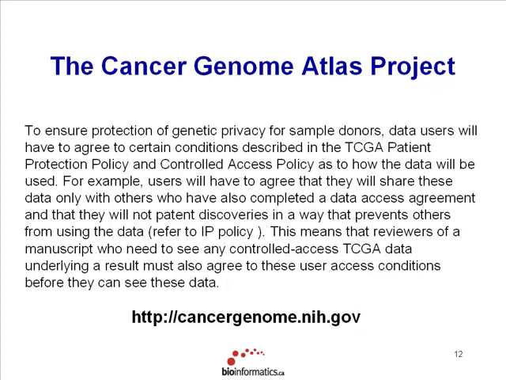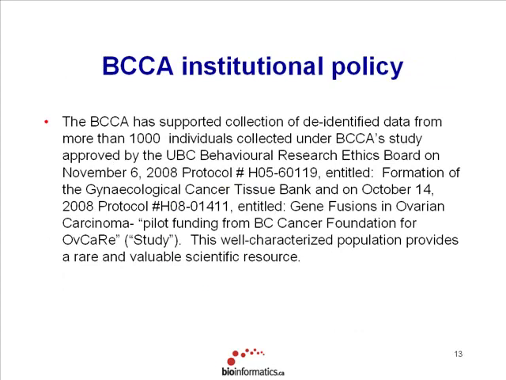Okay, going on with the TCGA, to ensure protection of genetic privacy for sample donors, data users will have to agree to certain conditions described in the TCGA patient protection policy and controlled access policy as to how the data will be used. For example, users will have to agree that they will share these data only with others who also have completed a data access agreement, and that they will not patent discoveries in a way that prevents others from using the data. This means that reviewers of a manuscript who need to see any controlled access TCGA data underlying a result must also agree to these user access conditions before they can see these data. So this is not a situation where if you have agreed to have access to this data, you can distribute it again. The only people you can give it to are the people who have also agreed to the material transfer controlled access policy.